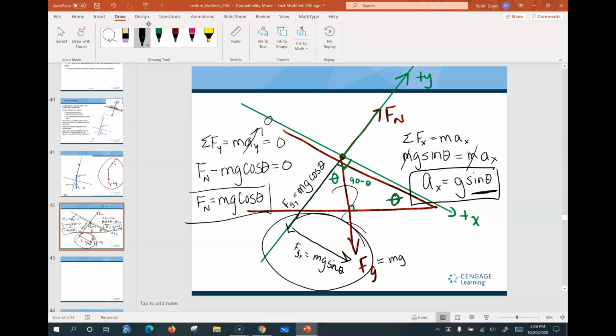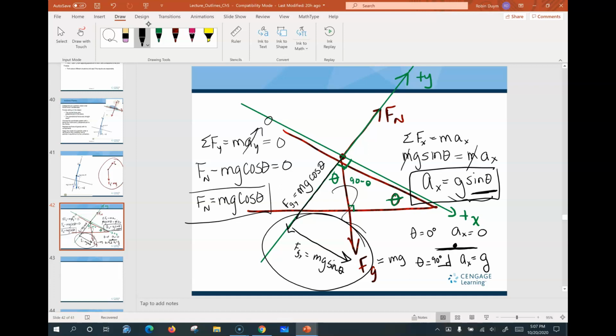If you look at the extreme cases, when theta equals 0 degrees, then the sine of 0 is 0, which makes a_x equal to 0. That should make sense because the car would be on a horizontal surface, no incline whatsoever, and there's not going to be any acceleration. You then take the next extreme, where theta equals 90 degrees. Well, the sine of 90 is 1, and 1 times g just means that the acceleration is going to be equal to g, or in other words, it would be in free fall.